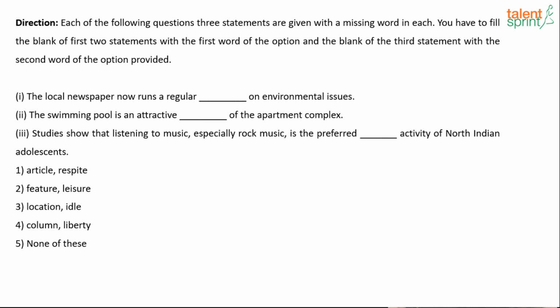The local newspaper now runs a regular dash on environmental issue. The local newspaper runs a regular dash on environmental, probably report we are talking about, or an article, or a feature. It can be anything, but it cannot be location. It can be column, it can be article, it can be feature, but it cannot be location. So let's look at the second one: the swimming pool is an attractive dash of the apartment complex. The swimming pool is an attractive what? Feature. So feature here, it means two things.